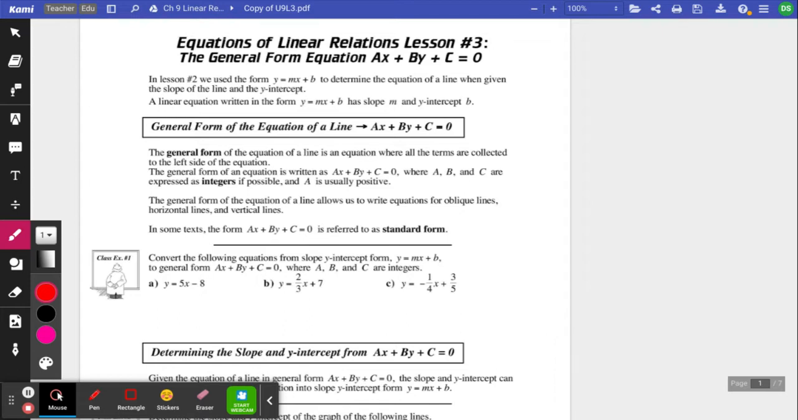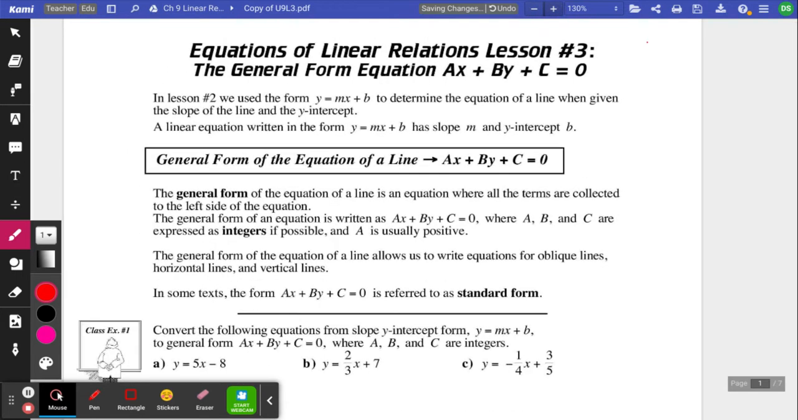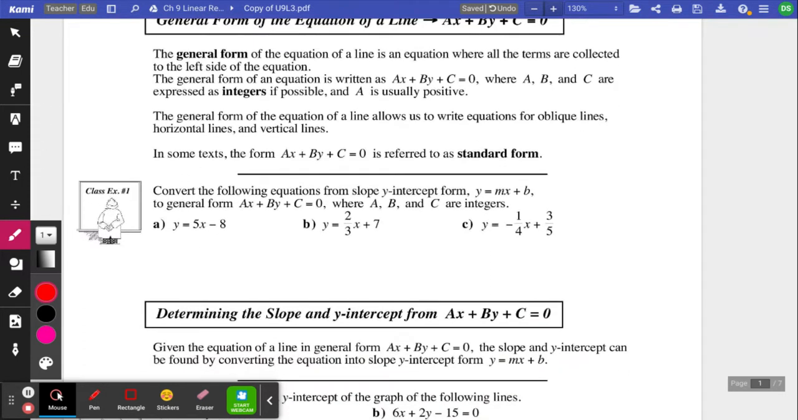So right off the bat, you need to understand that there are some definition points in here, okay? One thing you must understand is when you have it all on one side equal to 0 like this, ax plus by plus c equals 0, that's called general form. You will need to know that all the way into grade 11 and 12. General form is all on one side equal to 0. Furthermore, A, B, and C need to be integers and not fractions.